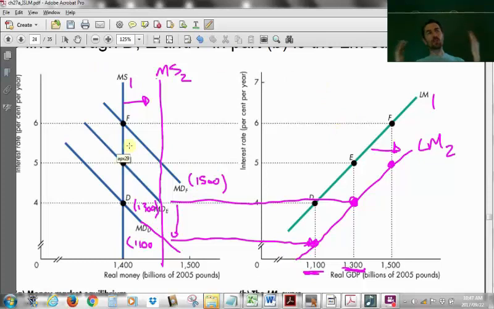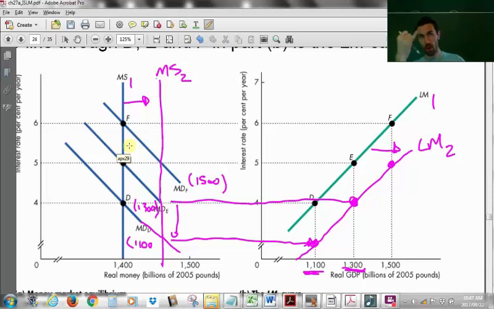Now, what could possibly shift my money supply curve? Any suggestions? What could shift my money supply curve? Okay, so you're referring to three tools of the central bank, the South African Reserve Bank. There's three tools that the Reserve Bank can use to change money supply. Absolutely. What are those three tools?